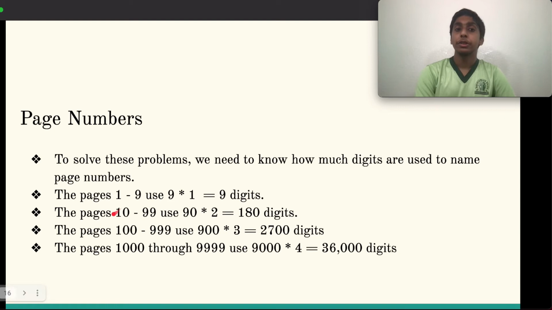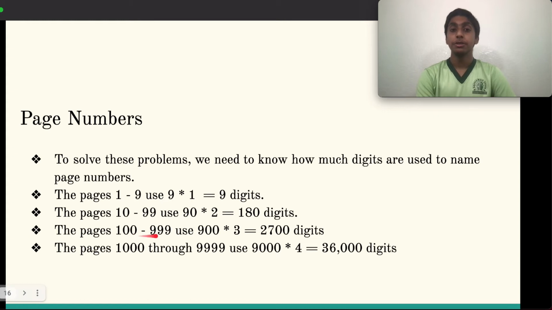So the page numbers 1 to 9 use 9 times 1, 9 digits. Each of these numbers has only one digit in it, and there are 9 of these numbers. So 9 times 1 is 9 digits. So the pages 10 to 99 are going to use 90 times 2, which is 180 digits. There are 90 numbers, each of them has 2 digits, so there are 180 digits used by these pages.